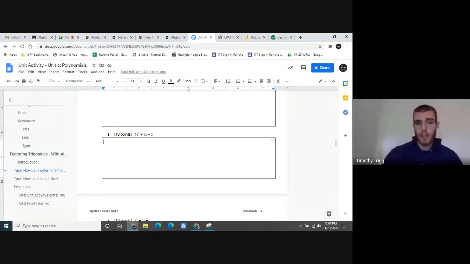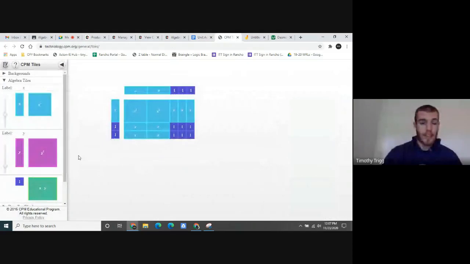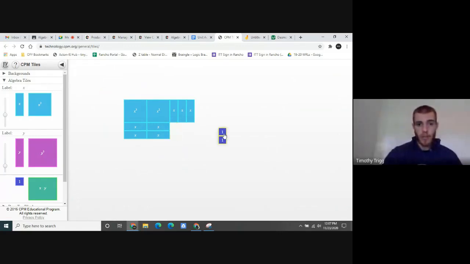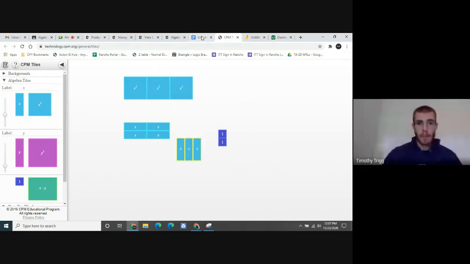6x squared plus 7x plus 2. So we're going to need 6 x squareds in this case, and 7 x's plus 2. So I'm going to get rid of some of the stuff. All right, I've got my plus 2 here. And we need 6 x squareds, sorry, my bad. So I'm going to pull in 6 of these x squareds and put them next to each other, and move these x's out of the way. Like so.